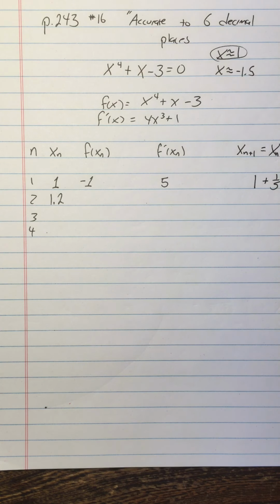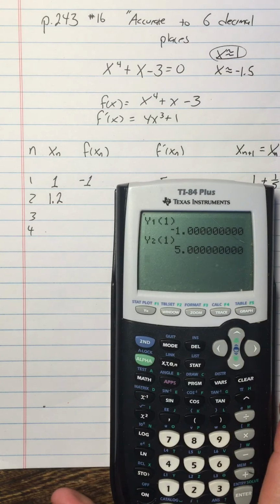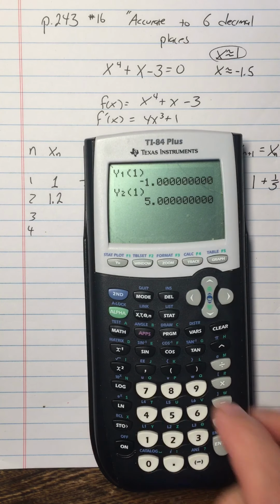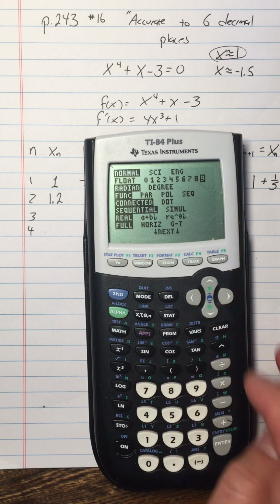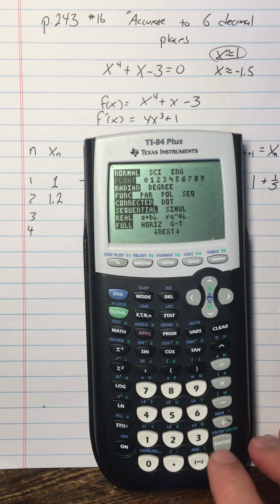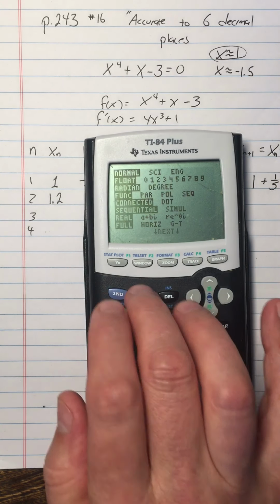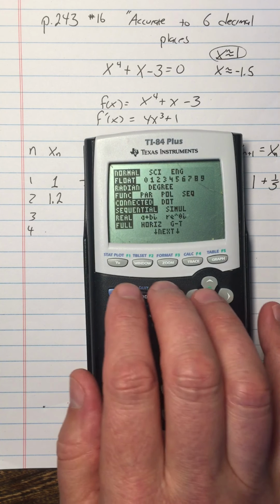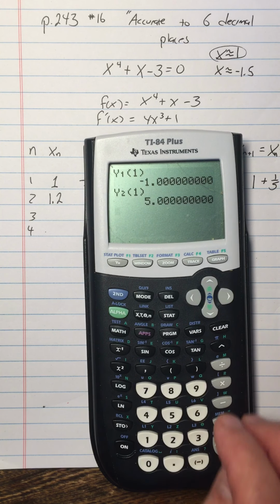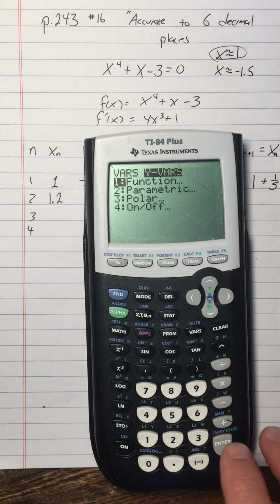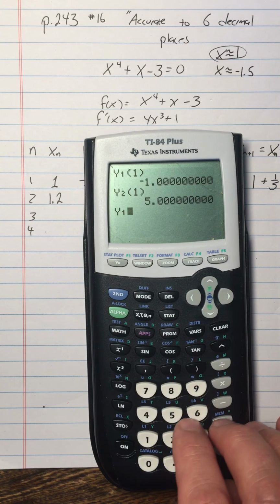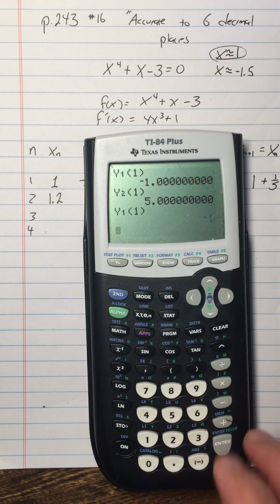Okay, so before I do that, I'm going to show you why I'm getting these weird decimals here. Okay, so under mode, you're normally going to be in float mode. All right, so if I'm in float mode and I do vars, y vars, function y1 of 1, it tells me the sensible thing that it's negative 1.